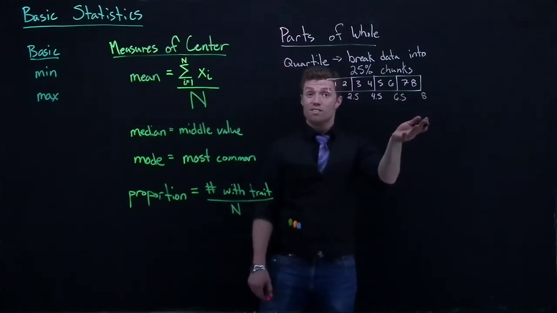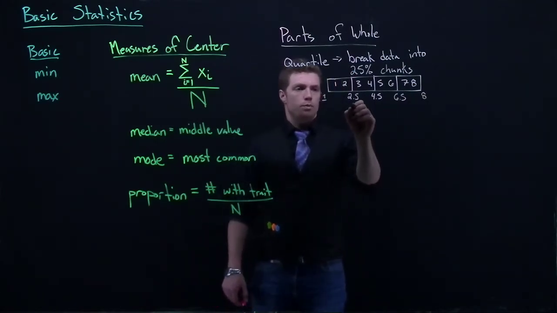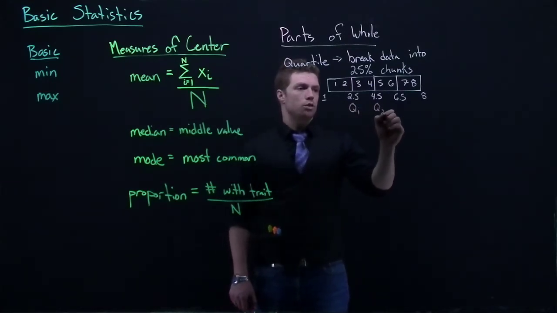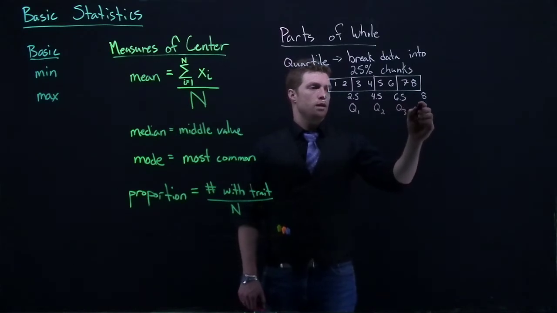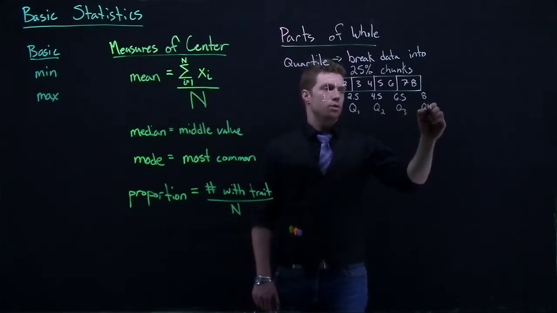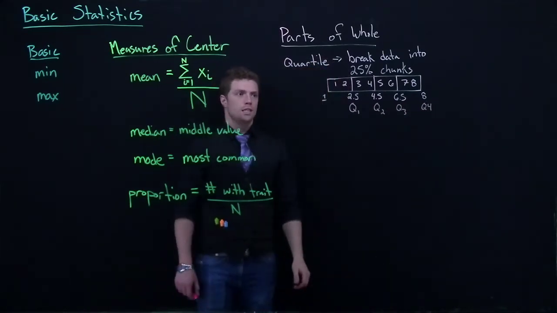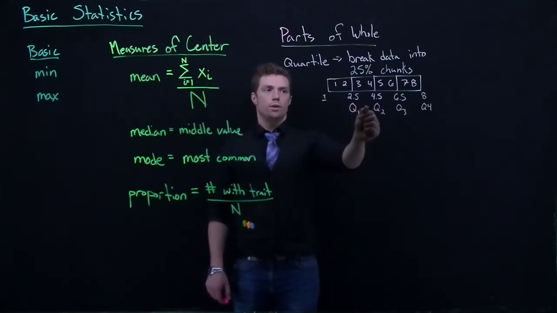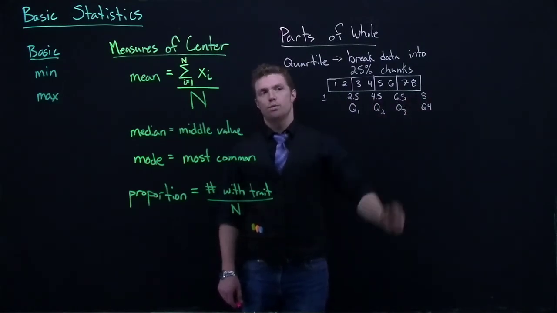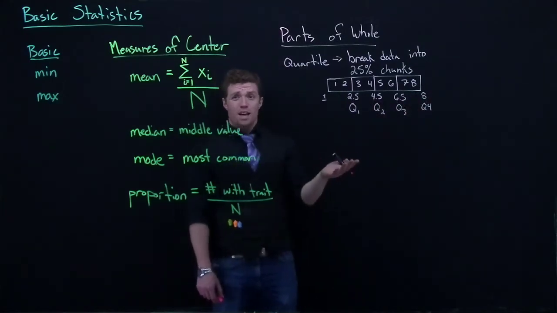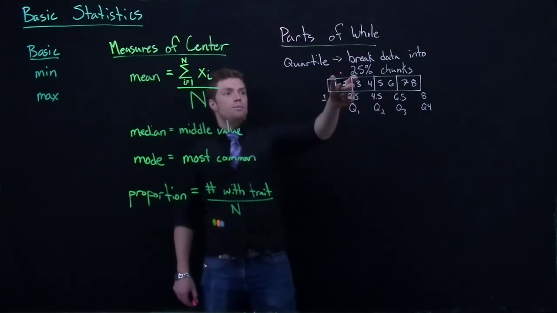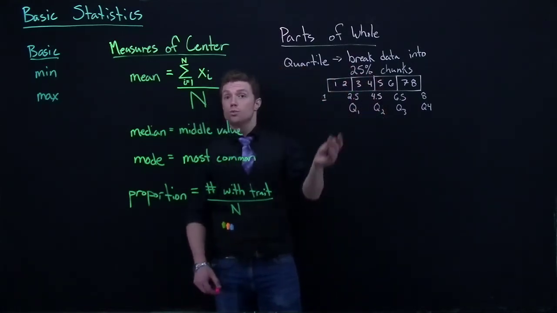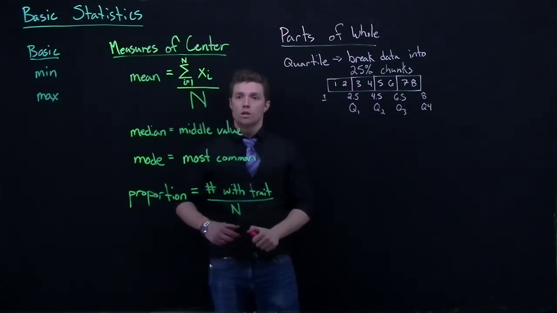So this would be like a 5-number summary. And this would be Q1, or the first quartile. This would be the second one, Q2, Q3, and Q4. So this lets me know 25% of my data is between these two numbers, 25% between these two, 25% between these two, and 25% between these two. Once again, we're not going to be calculating this by hand, but the concept is that we break our data into these 25% chunks, and that's when we talk about a quartile.